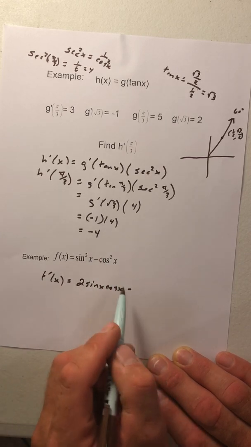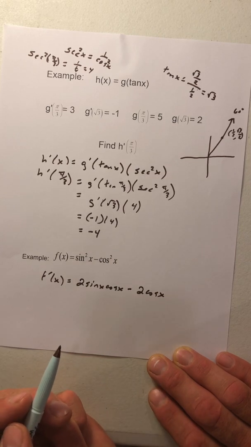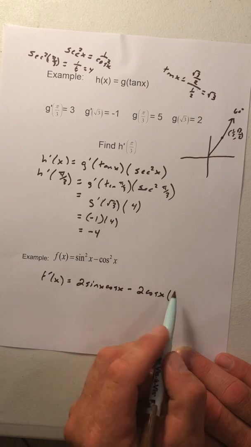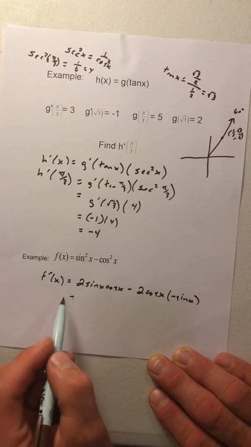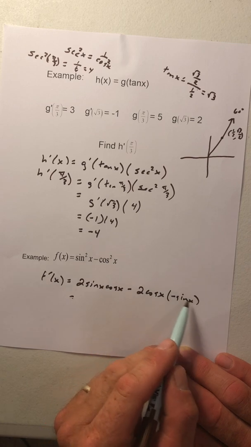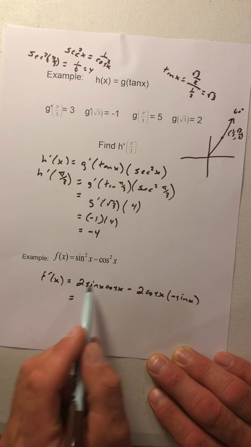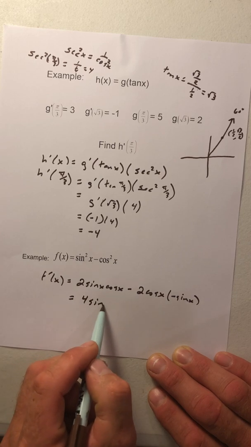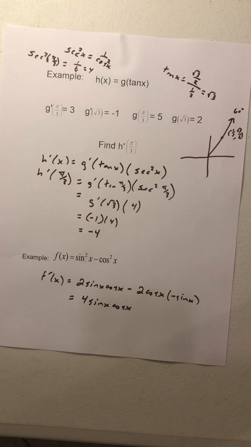Derivative of cosine squared of x is going to be 2. Again, the inside angle cosine of x is going to stay the same. Derivative of cosine is negative sine of x. So it looks like we have the negative 2 cosine of x times the negative sine of x gives us a positive 2 sine of x cosine of x. So simplifying, we get 4 sine of x cosine of x as our first derivative. And there we go. There's some examples of our chain rule with our trig functions.